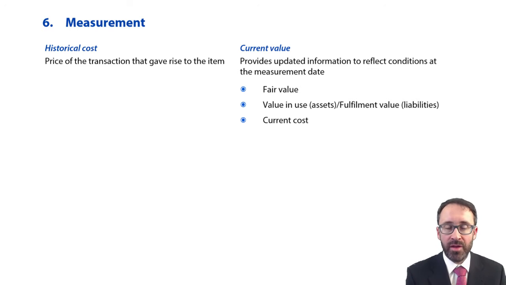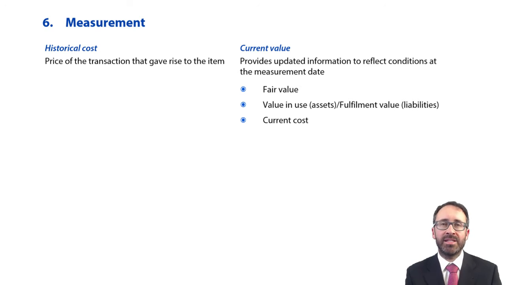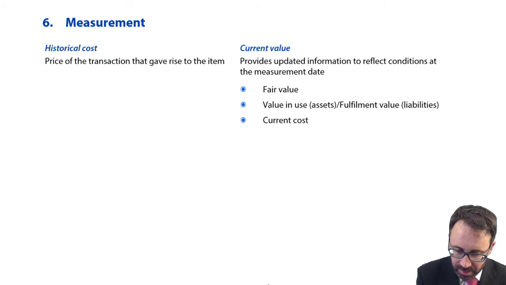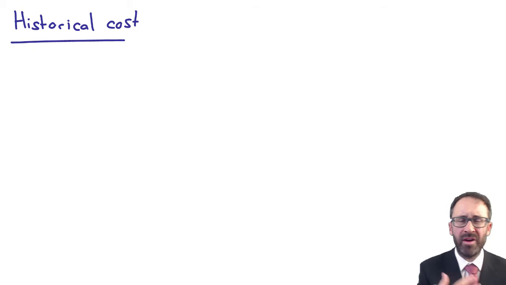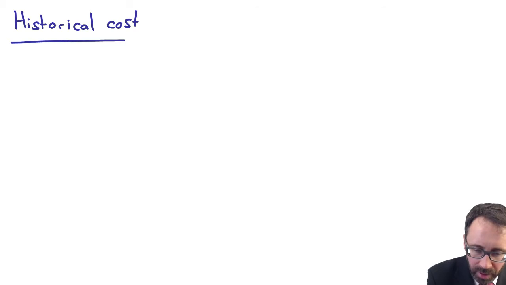Well, the first one that you've got there is your historical cost. That's basically looking at what you paid to initially buy the asset, or the initial amounts that you owe when it comes to settling the liability. So if we go through that and think about your historical cost, with a very brief illustration to show how it works.